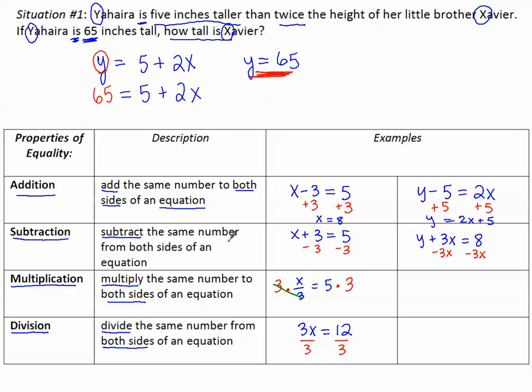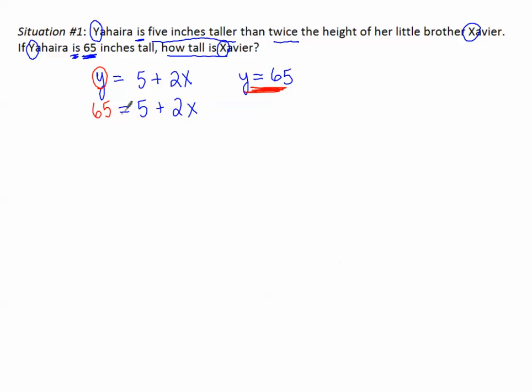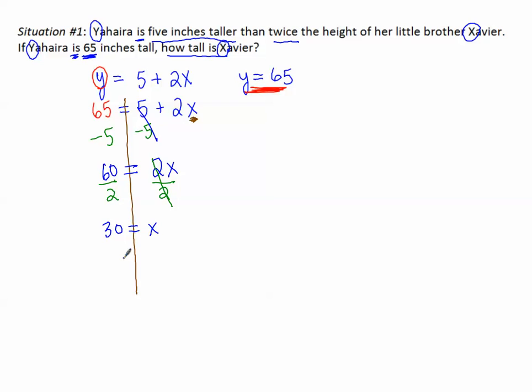And then we can solve this equation. Here's my equal sign. I'm going to draw a line to recognize the two sides of the equation. I'm trying to get x by itself. So first I'm going to get rid of what is added. So I'm going to subtract 5 from both sides. That's using the subtraction property. Let's show what's left over. 65 minus 5 is 60 equals 2x is left on the right. Now the 2 is multiplied, so I'm trying to make the 2 go away. Divide both sides by 2. 60 divided by 2 is 30. 30 equals x. Using the symmetric property, let's turn that around.